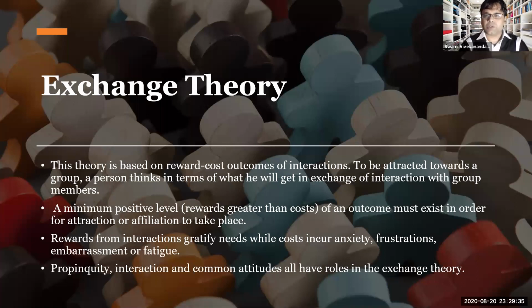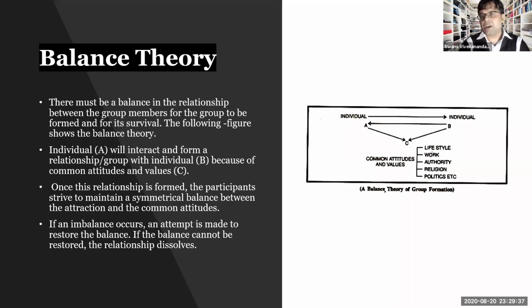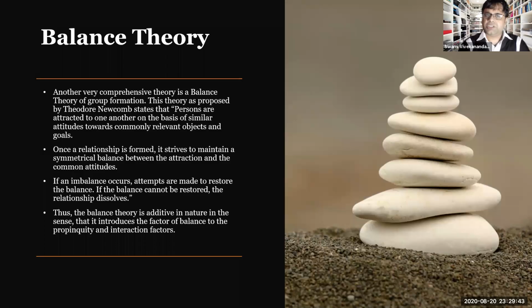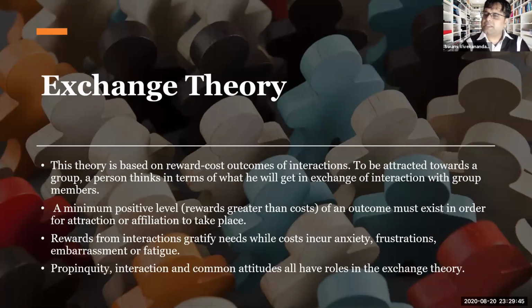Again, just to recap once more: the exchange theory that we have already discussed. Before that, we had a discussion about the balance theory. Before that, Homans' theory, and the first one was the propinquity theory. So these are the four theories as far as your syllabus is concerned. So we have covered all the four elements.